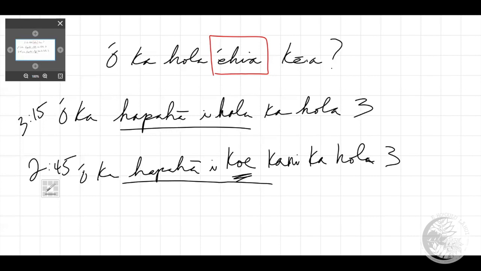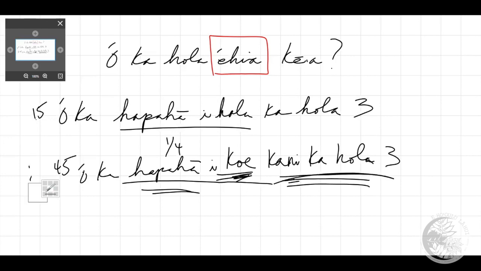A quarter that's left before. And then the expression kani ka Hola, what it means, of course, is on the hour, or the hour sounds. And if you think about the old clocks, the clocks would actually sound on the hour. So a quarter remains before the 3 o'clock hour sounds. Okay, let's look at a couple other examples real quickly.